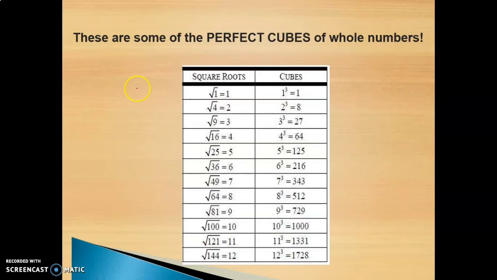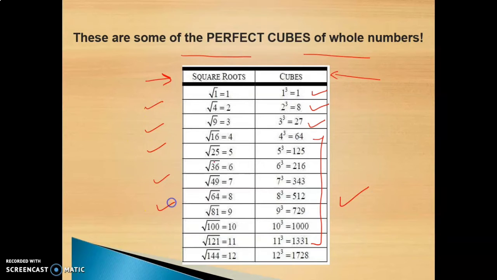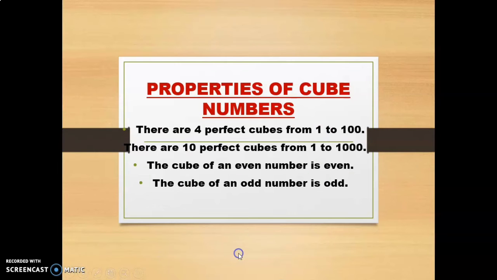Next, here are some perfect cubes of whole numbers. Can you see this table? In this, square roots are mentioned and cubes are mentioned. The cube of 1 is 1, the cube of 2 is 8, the cube of 3 is 27. We have various examples like this. And this is the square root of the following numbers. The square root of 25 is 5. The square root of 36 is 6. So here also you can see various examples.